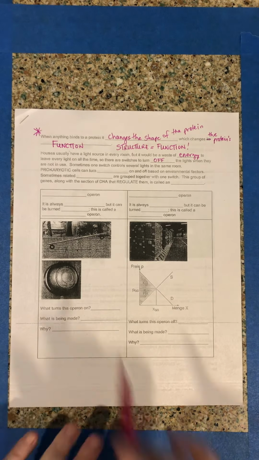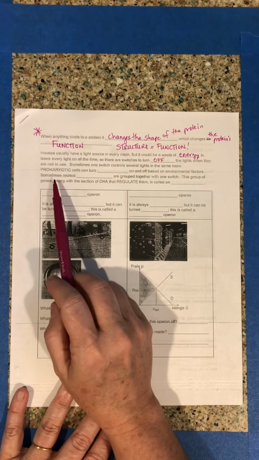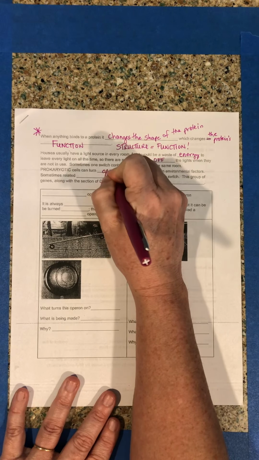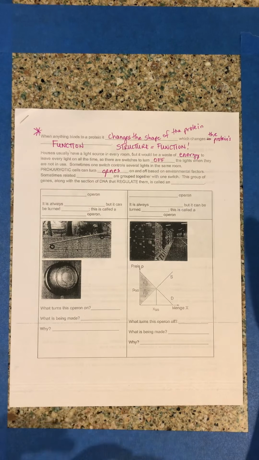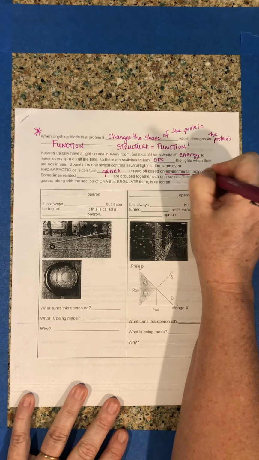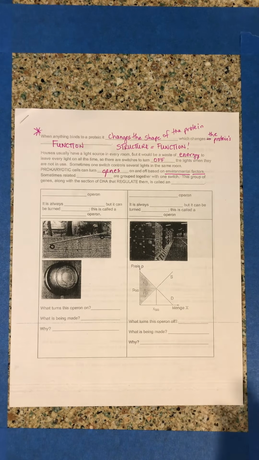So this is the point I'm trying to make: prokaryotic cells can turn genes on and off based on environmental factors, okay? Environmental factors do not have to be rain and temperature and weather. Environmental factors can be that something is there or something is missing. It can be temperature, and it can be precipitation. It can be acids, which would make the pH change. But any type of environmental factor would make the genes turn on and off.